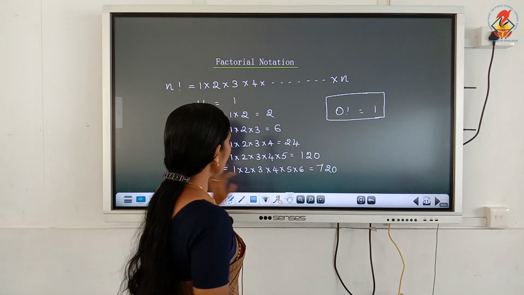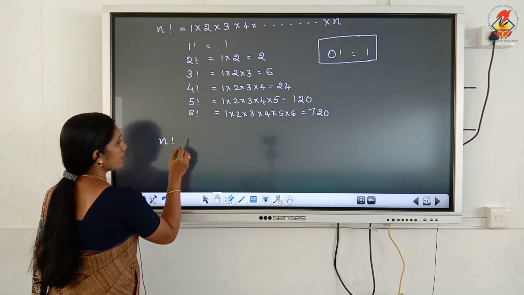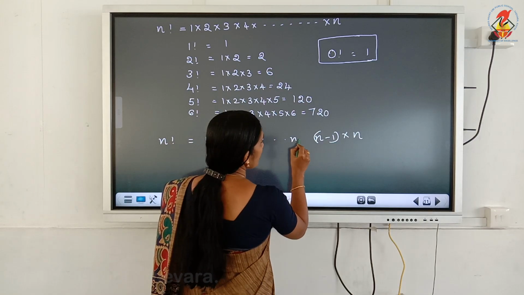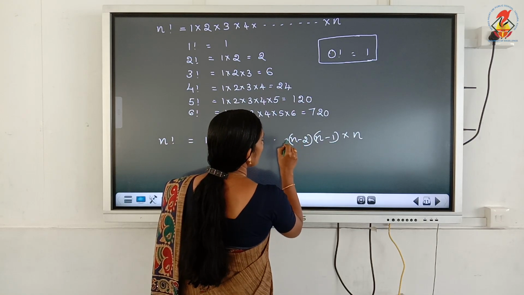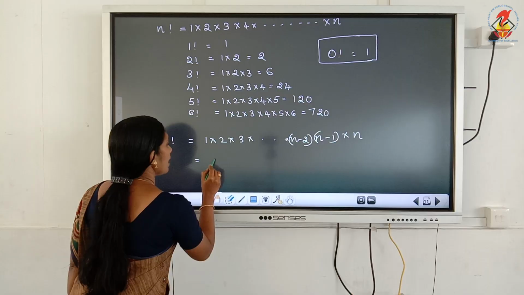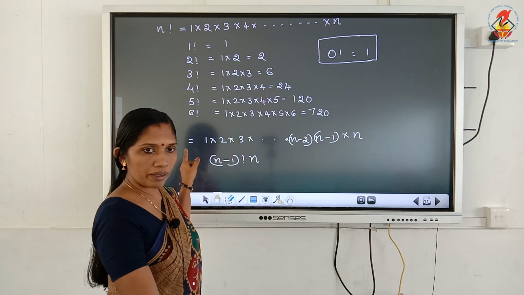Now, this n factorial. That means 1 into 2 into 3 into up to n. What is the number before this n? n minus 1. Then before that it is n minus 2. Okay. So this n factorial, the same thing I can write as n minus 1 factorial into n. Is it correct? n minus 1 factorial means 1, 2, 3 up to n minus 1, then into n, that is same as n factorial.